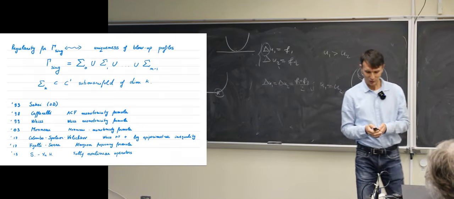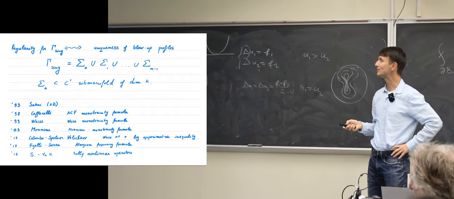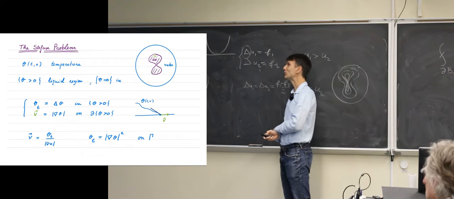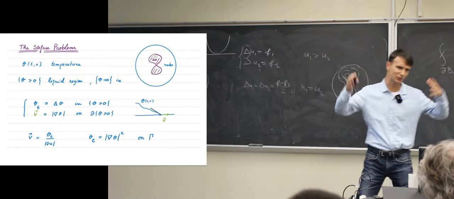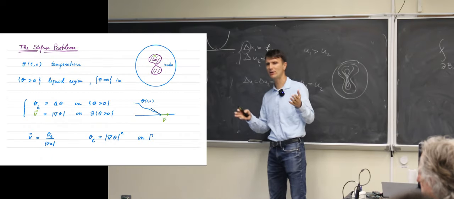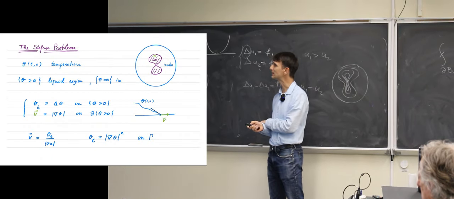Okay, so these are the results about the regularity for the obstacle problem. The obstacle problem also has something to do with the Stefan problem. The obstacle problem sounds very simple: you just have a membrane sitting on top of an obstacle. It appears in various hidden forms. One such place where it appears is the Stefan problem.